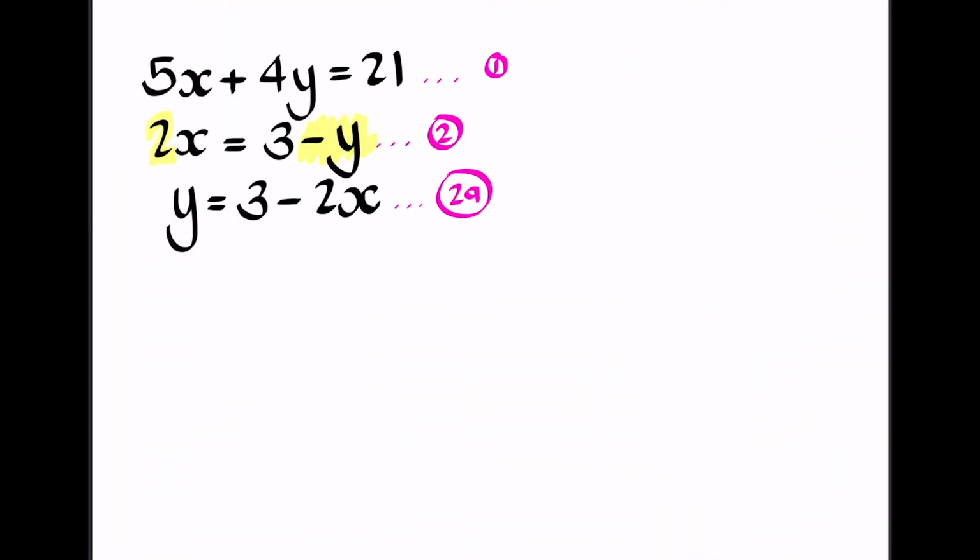Now you could label your equation number 3, but I like to label it with an A so that you remember which equation you used to form that equation. So this is equation 2a, which means I used 2 to create it. Alright, so now what I'm going to do is I'm going to substitute equation 2a into equation 1.